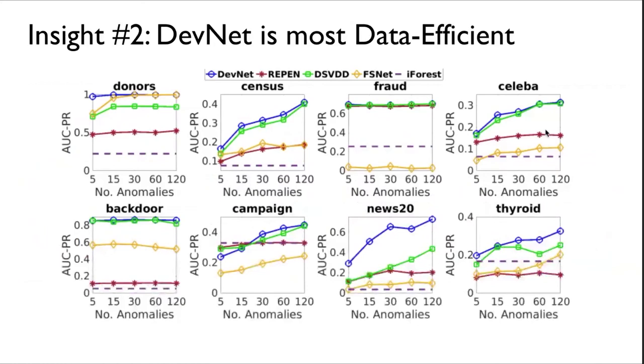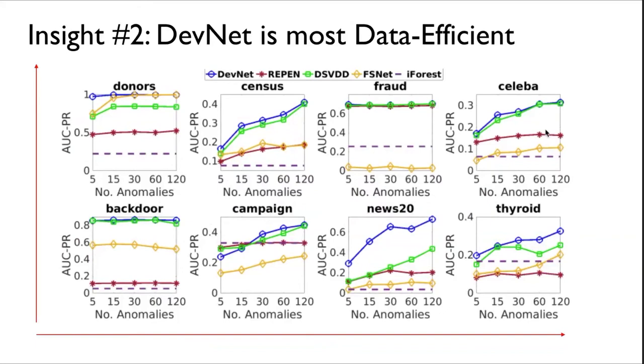The insight number 2 is that the proposed framework is more data efficient, in the sense that when they vary the amount of anomalies in the training data, you see that DevNet still performs very well across the datasets, which means that it requires less labeled data to achieve the same level of performance as compared to the baselines.